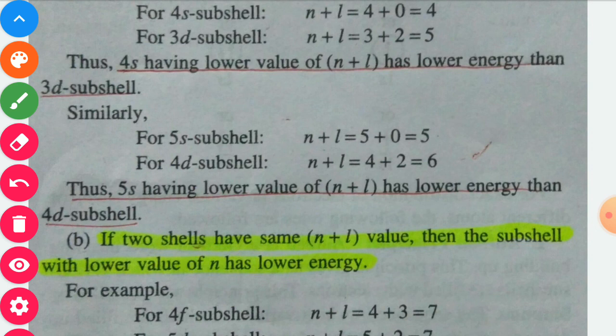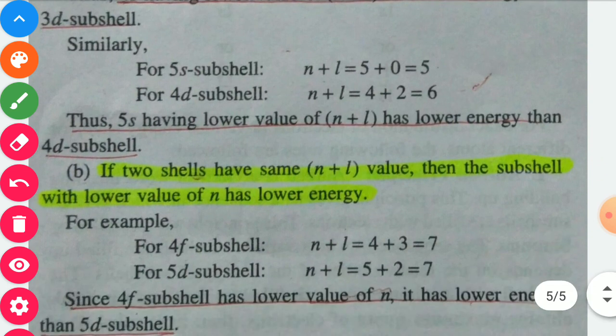If two subshells have the same n plus l value, then the subshell with lower value of n has lower energy. This is also described. Suppose the first subshell has an n plus l value equal to the n plus l value of the second given subshell. In that situation, the electron fills first in the subshell which has the lower value of n. For example, 4f and 5d.